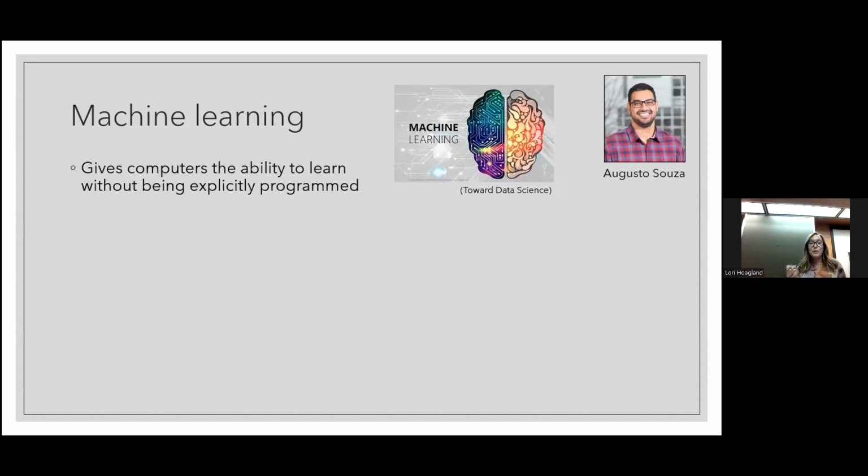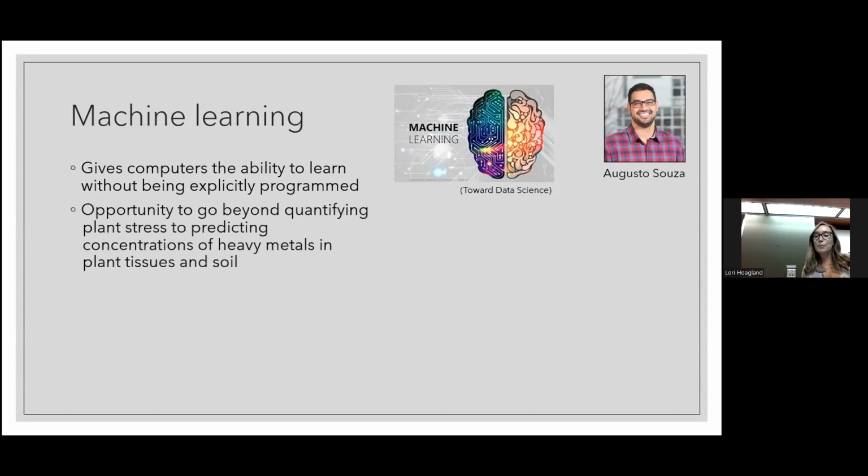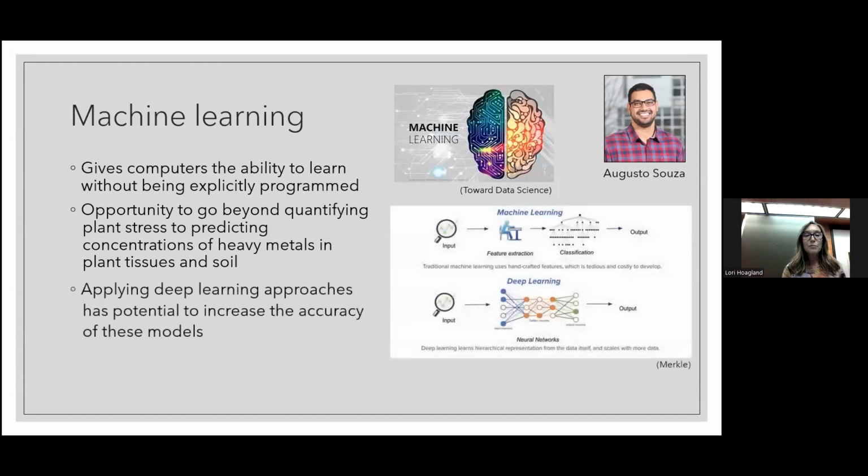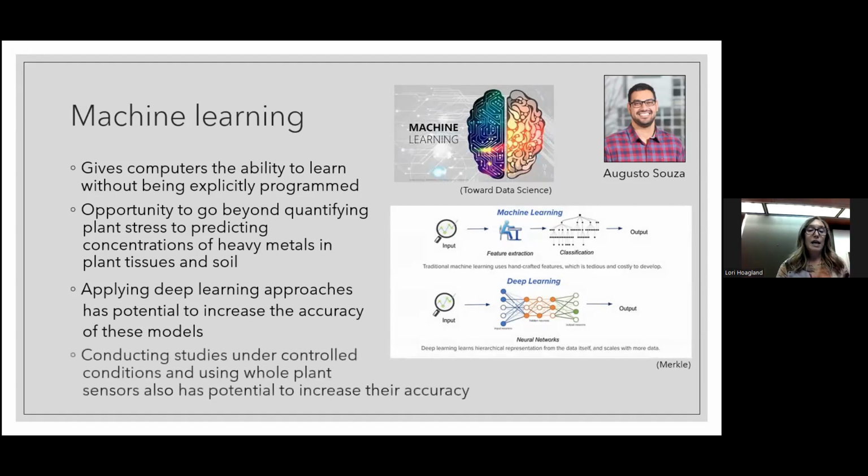So machine learning, if you're not familiar with what it is, is something that gives computers the ability to learn without being explicitly programmed. And we thought it would have an opportunity to go beyond just quantifying plant stress using hyperspectral imaging, but actually predicting the concentrations that we would see. And that also going a step further, applying more deep learning approaches could increase our accuracy of these models. And that by conducting our initial experiments under these very highly controlled systems, we could increase the accuracy as well to develop better approaches.